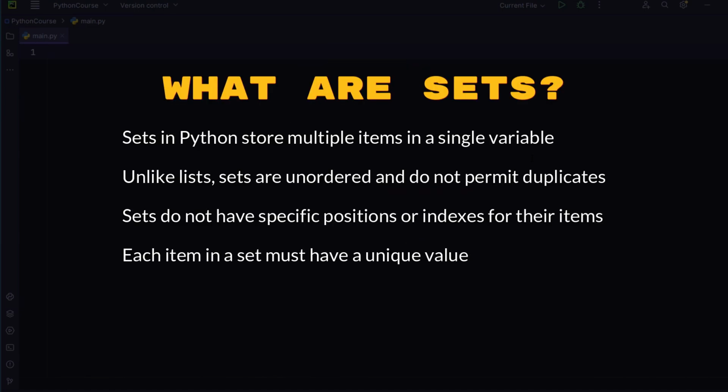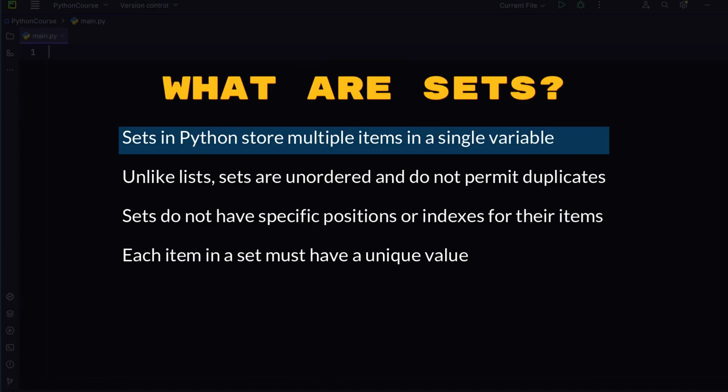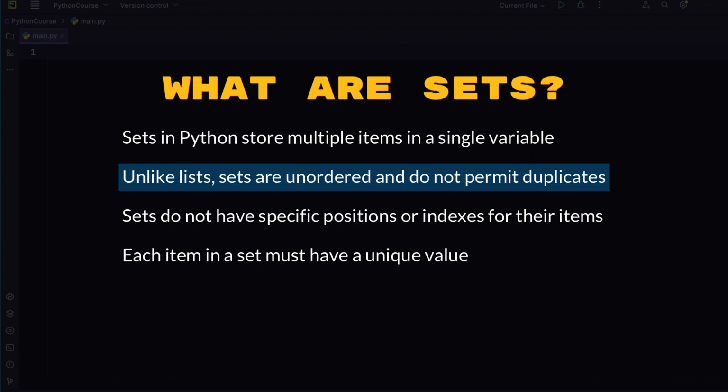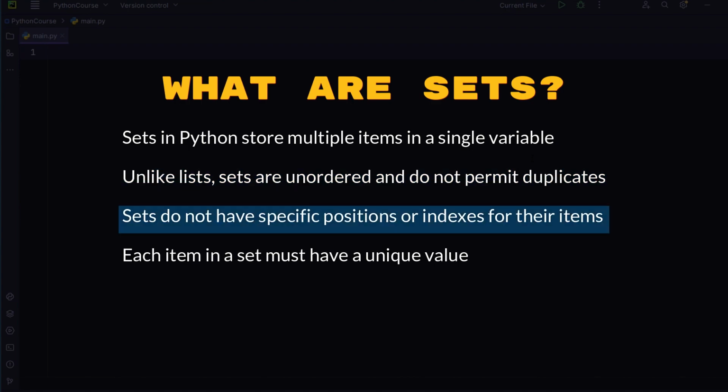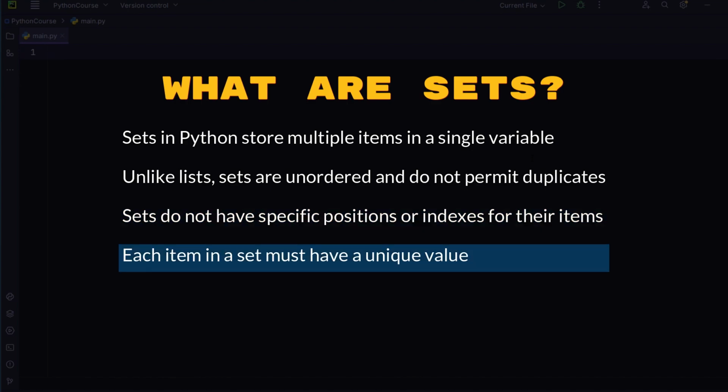So what are sets? Sets are one of the built-in data types in Python that are used to store multiple items in a single variable. Sets are similar to lists, but they have one major difference. Sets are unordered and do not allow duplicate values. This means that the items in a set do not have a specific position or index, and you cannot have two items with the same value in a set.